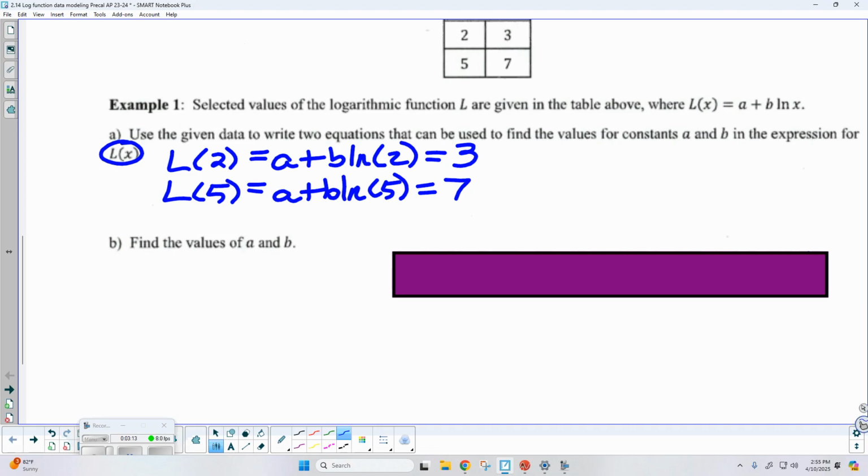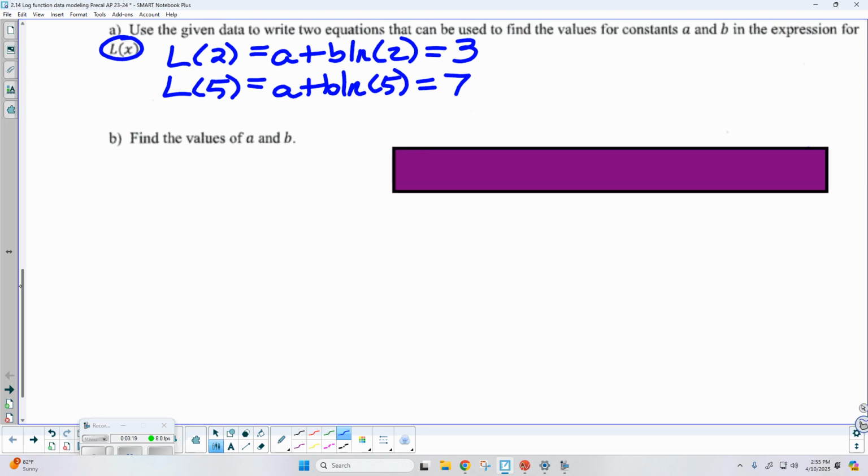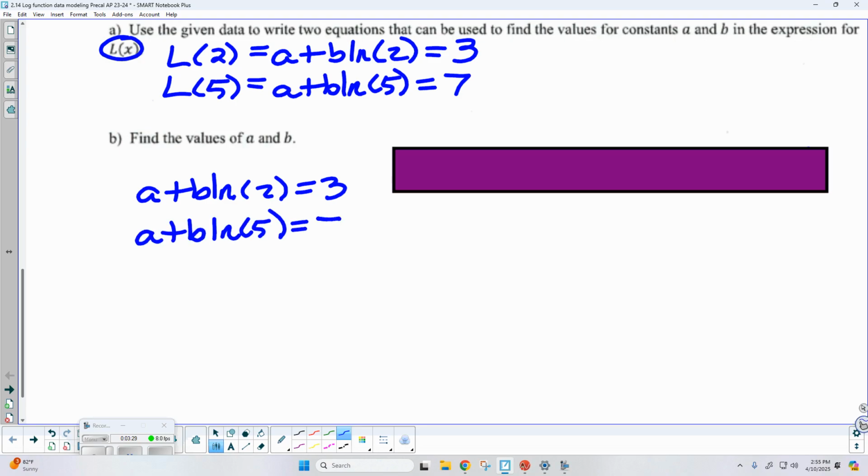Okay, and in part B, let's go ahead and figure out what the values are. Now, let me go ahead and write my system again. So we have a plus b times the natural log of 2 is equal to 3. And then a plus b times the natural log of 5 is equal to 7. Now, there's a lot of ways that you could solve a system of equations. We're going to run with elimination. In fact, I'm going to immediately subtract the two equations, because which variable is going to get eliminated? A. Yeah, a minus a, they just cancel each other out.